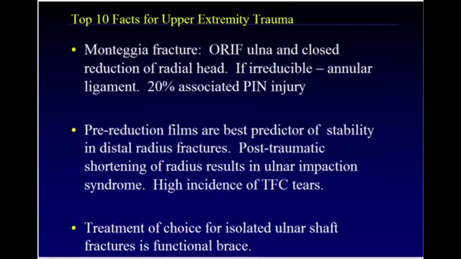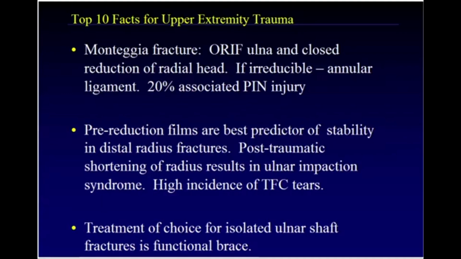Monteggia fractures, treat those with ORIF of the ulna and closed reduction of the radial head. If irreducible, you should suspect that the annular ligament is the culprit, and that will need to be addressed with an open procedure. Remember that Monteggia fractures do have a 20% incidence of posterior interosseous nerve injury.